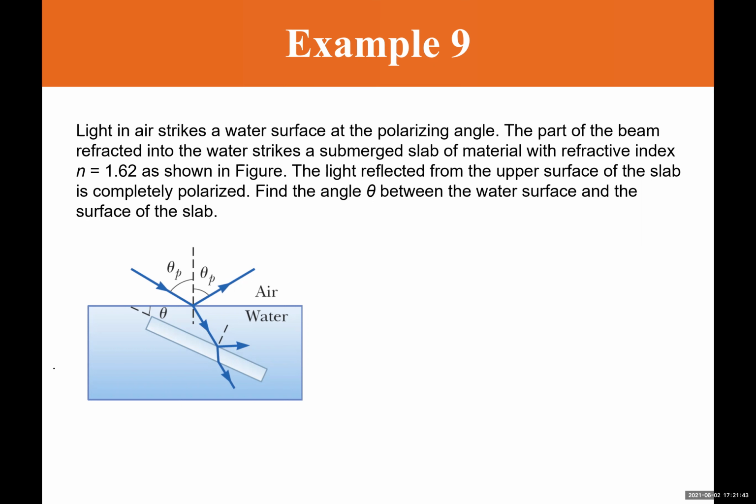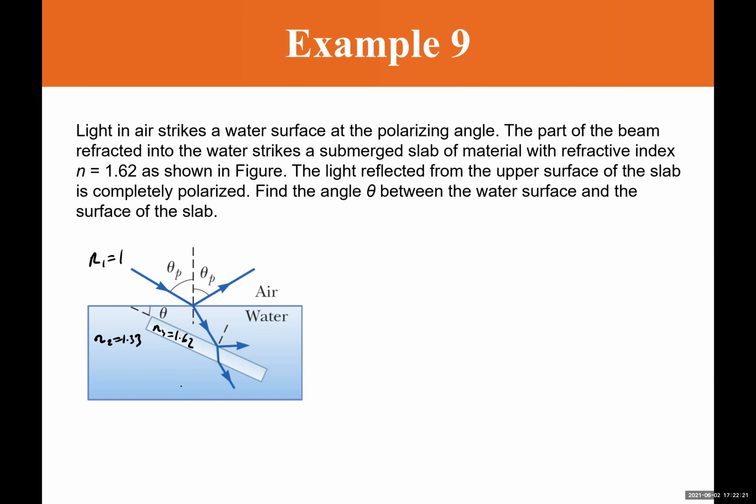All right, let's see what we have over here. One of the things we're going to do is note that the light strikes the liquid, so this is air. I can say that n1 equals 1, which is the air. Then n2 equals 1.33, and then this is a glass with 1.62. Okay, so that's what we have.